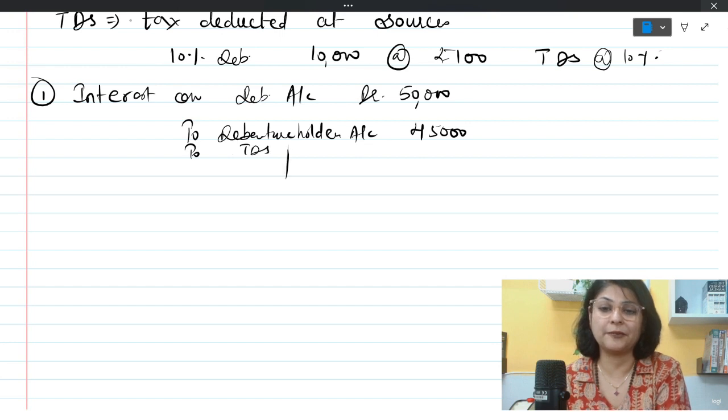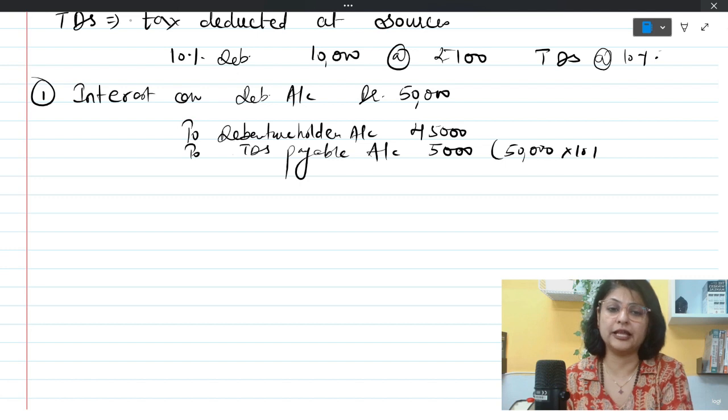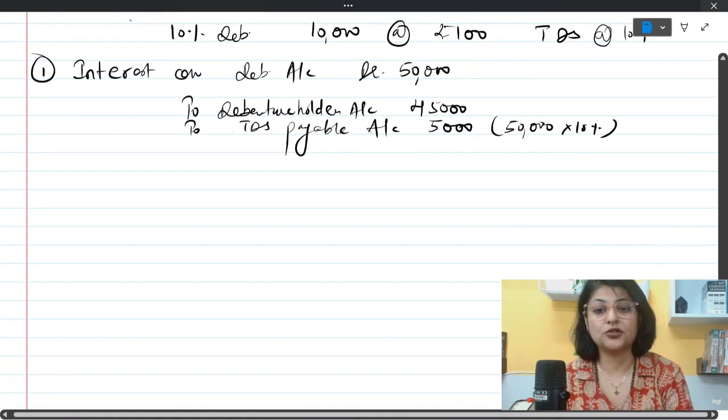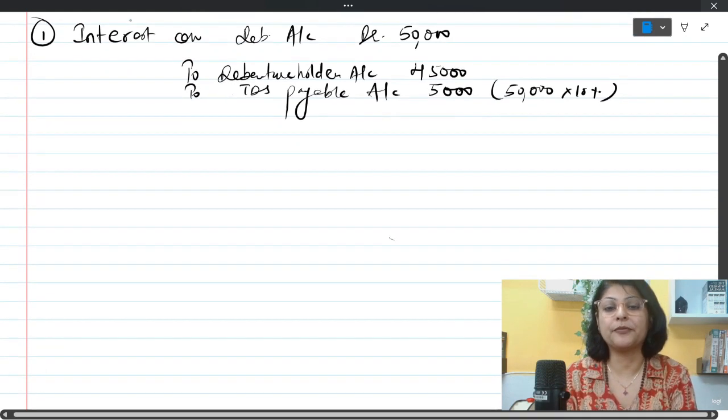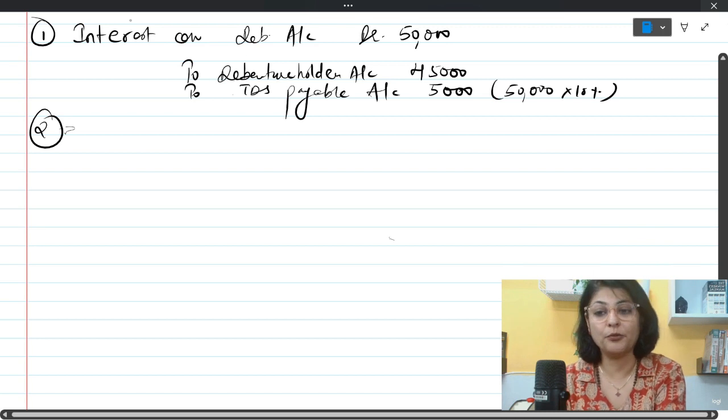What is TDS payable? This is the amount which the company has to pay to the government, will be credited with 5,000. For company, this is a liability. That is why company is writing it over here, 10% of 50,000 rupees. While closing this account also, means while making the payment also, company will pay only 45,000 to the debenture holder, and remaining will go to the government's account.